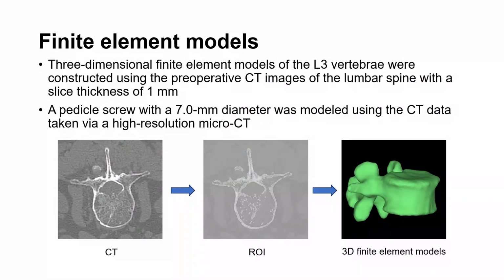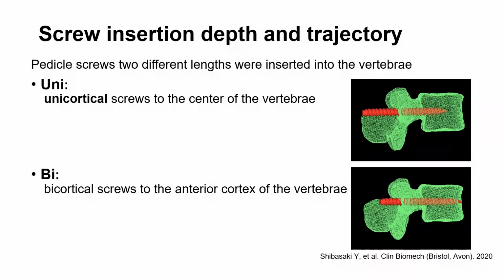Three-dimensional finite element models of the L3 vertebrae were constructed using the preoperative CT images of the lumbar spine with a slice thickness of 1 mm. A pedicle screw with a 7.0 mm diameter was modeled using the CT data taken via a high-resolution micro-CT. Pedicle screws with two different lengths were inserted into the vertebrae, unicortical screws to the center and bicortical screws to the anterior cortex of the vertebrae.